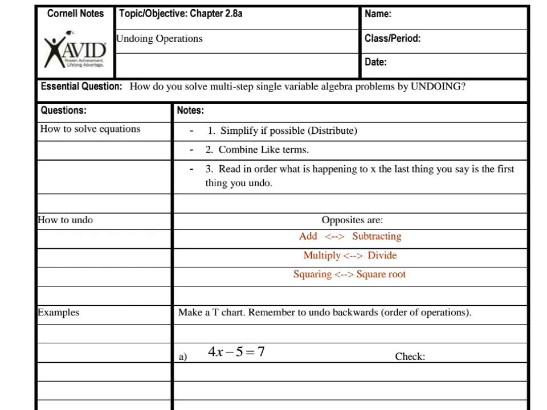Hello, this is lesson 2.8a, Undoing Operations. Our essential question for today: how do you solve multi-step single variable algebra problems by undoing?